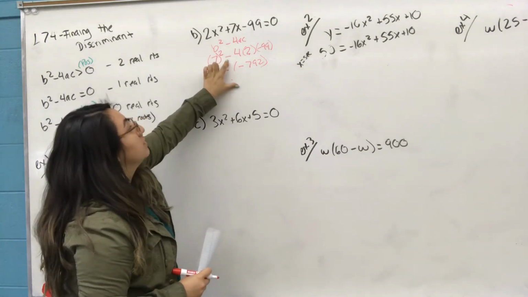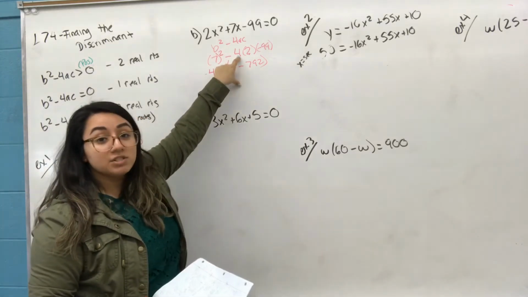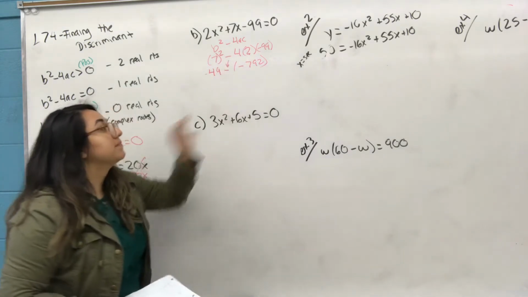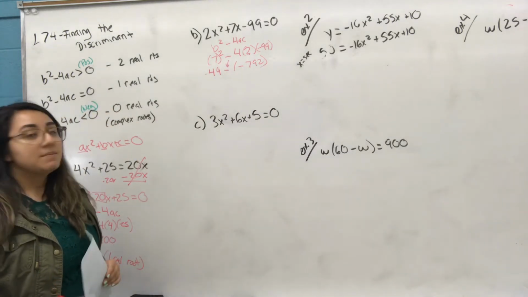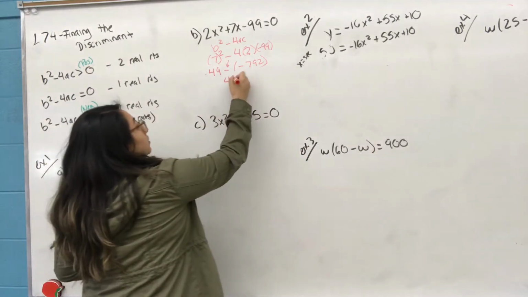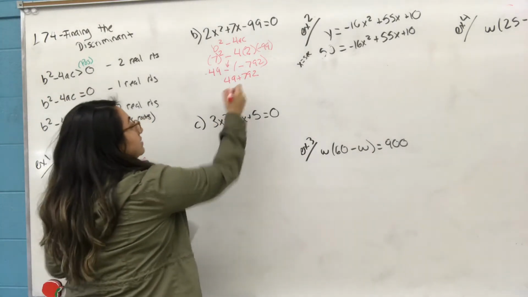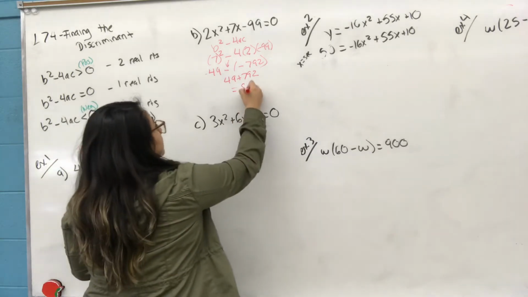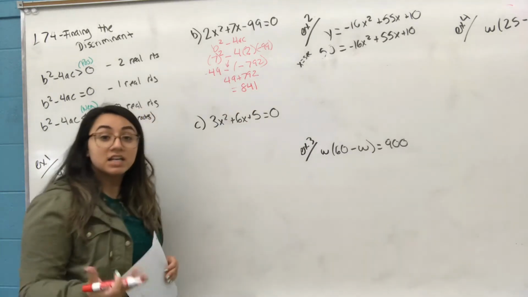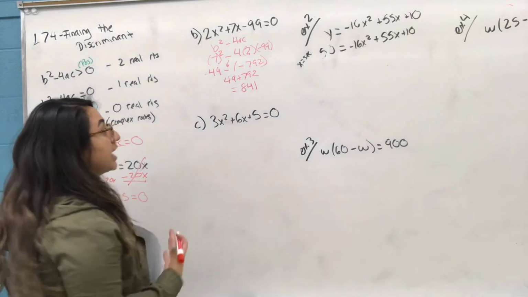When I'm multiplying it, I don't really include the negative to the 4. You can, but just make sure your signs match up. Here I have 49 minus negative 792, or 49 plus 792. And when I add those 2 numbers, I end up with 841. X does not equal 841. This is just an answer.